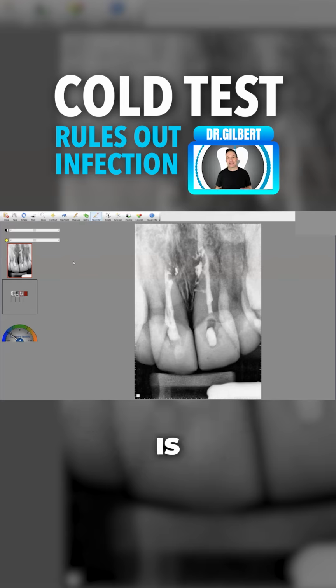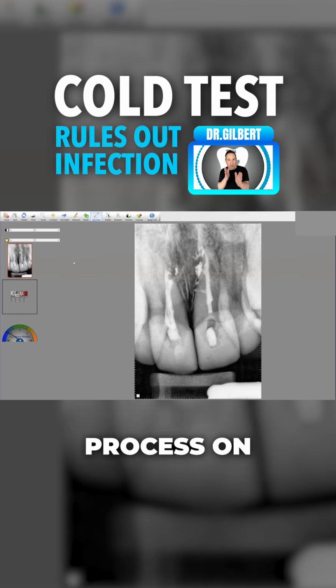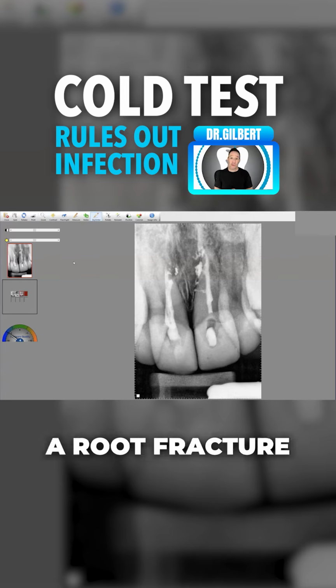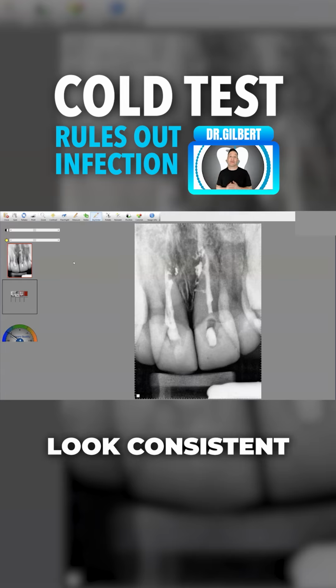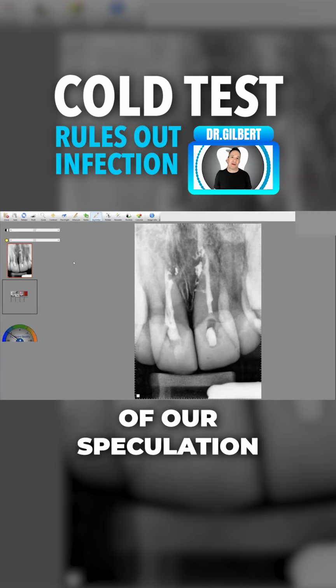So what I'm saying is the pulpal diagnosis will drive a lot of your thought process on, is this tooth savable or not? Because if it's necrotic, you have to account for the fact that drainage could mimic a root fracture. It could mimic a pattern of bone loss that would look consistent with a root fracture. But if the tooth is vital, that cannot be part of our speculation.